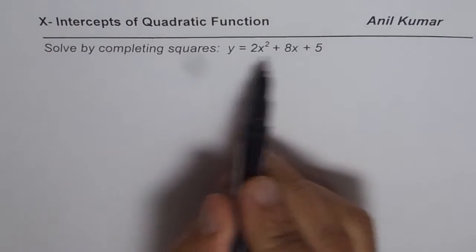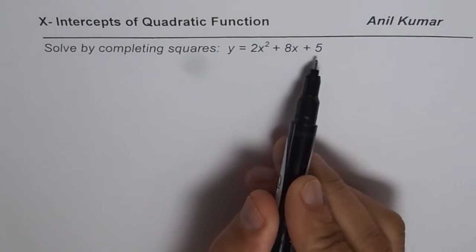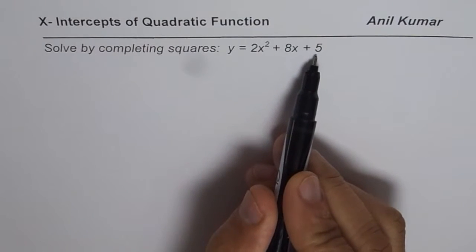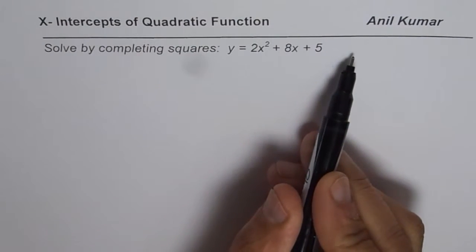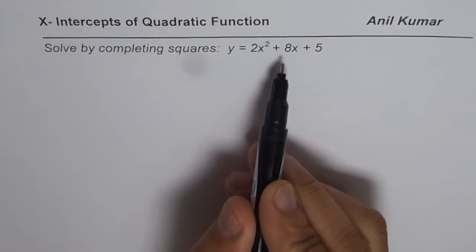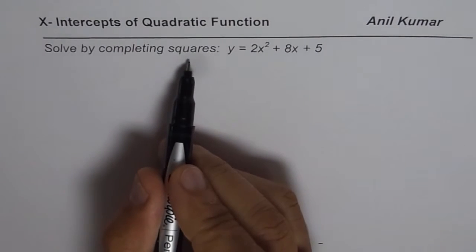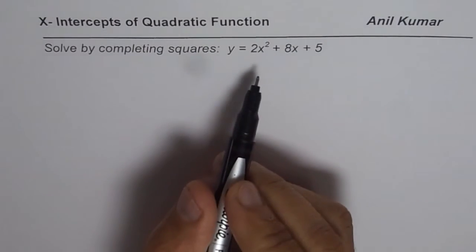You will notice that this equation cannot be factored. 5 times 2 is 10, and you can get 10 as a product of 2 times 5 or 1 times 10, but none of them can give you 8 as sum, and therefore this cannot be factored. So you could use either the quadratic formula or completing the squares method to find x-intercept.